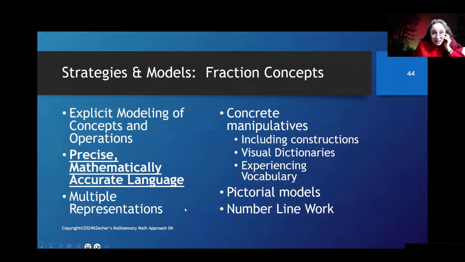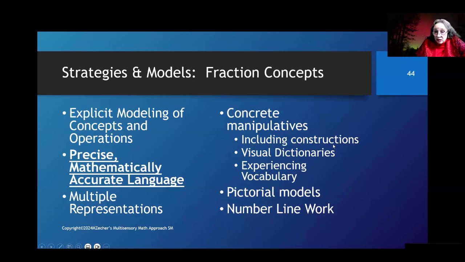We want explicit modeling of the concepts and the operations. We want precise, mathematically accurate language and multiple representations, first at the concrete level. We know from the science and many studies that students who only work with fractions from shading things in and doing pictures don't retain fraction concepts as well as students who cut and break things. So we want our students actively engaged in fraction work so that they really master those concepts.